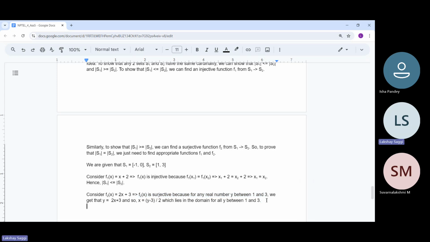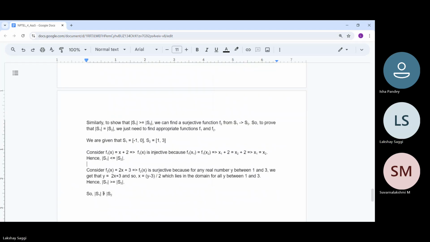And so if we have this surjective function, then we can say that cardinality of S1 is greater than or equal to cardinality of S2. And so from these two claims, we obtain that cardinality of S1 is equal to cardinality of S2. So cardinality of S1 is equal to cardinality of S2. Yeah, hence proof.